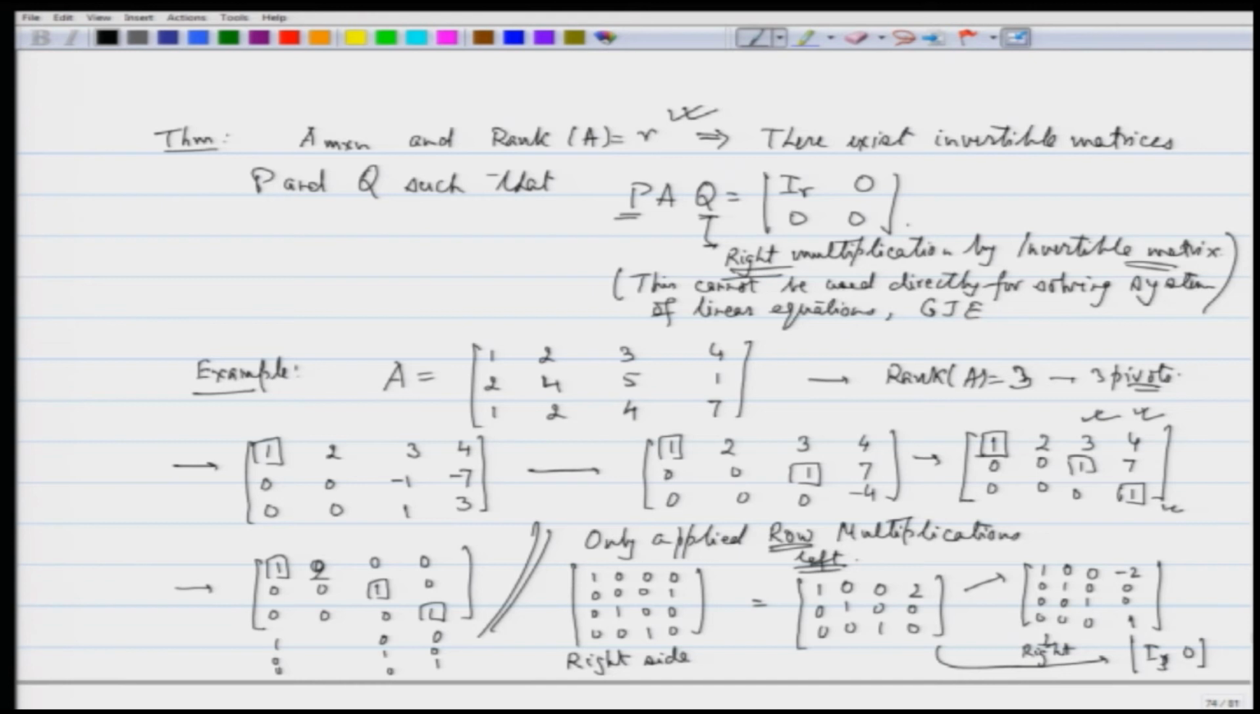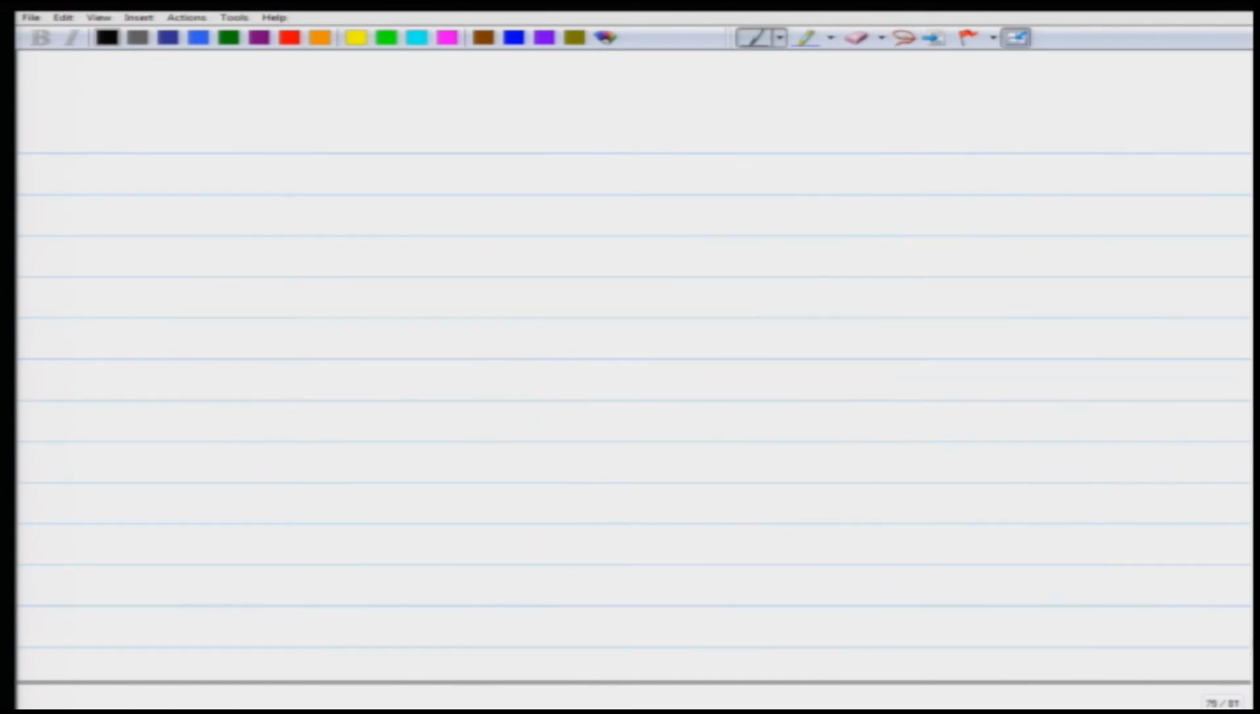Fine. So, what I am trying to say is that this is the way I am going to get the matrix Q. I am going to get some things here. Fine. So, let me go back and give the proof of that. So, proof.